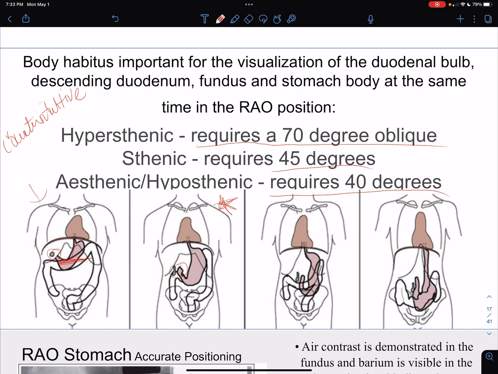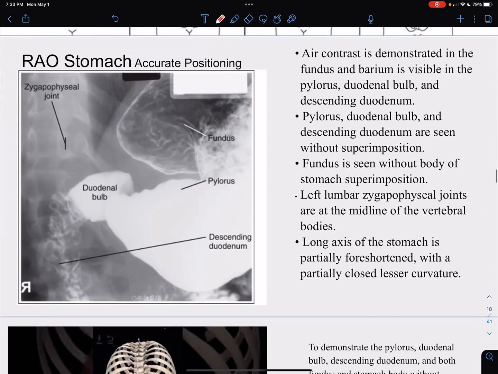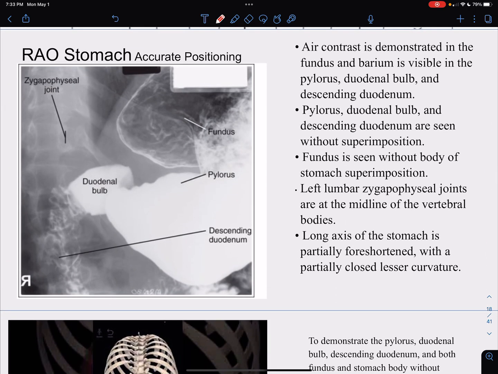And then, of course, our hyposthenic, those structures are already kind of separated. You can see right here, they've kind of got the green. The green is the duodenal bulb, and the purplish is the pylorus. So you can kind of see it's a little bit further separated here. Okay, so again, this is what the RAO stomach is going to look like, and we discussed how to determine what position a patient is in.